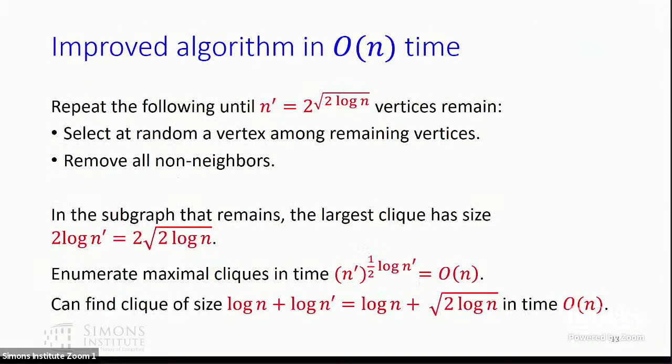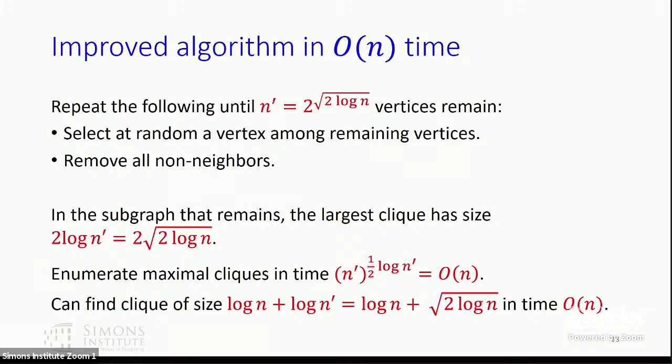So here's an improved algorithm, which is somewhat better. It's like the previous algorithm, but we stop early. We repeat the process until n prime vertices remain, and I chose n prime to be 2 to the power of square root of 2 log n. So we select each time a random vertex and remove its non-neighbors, but we stop when the number of vertices that remain is n prime. At this point, we switch to a different algorithm. When n prime vertices remain, the size of the largest clique there is 2 log of n prime. So for what I chose, it's 2 square root 2 log n.